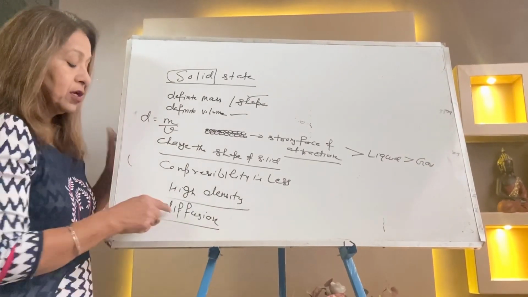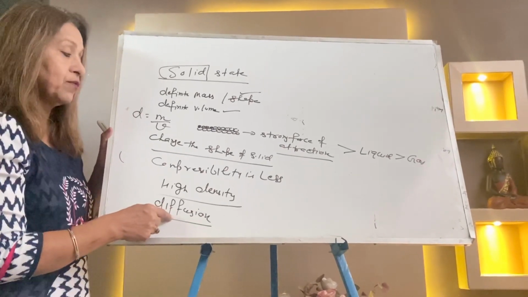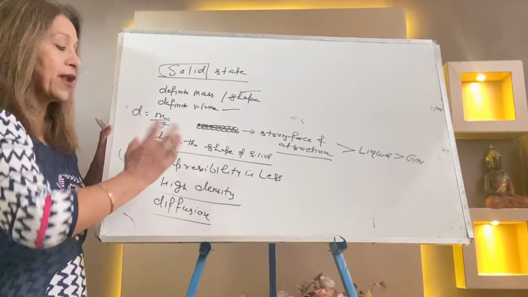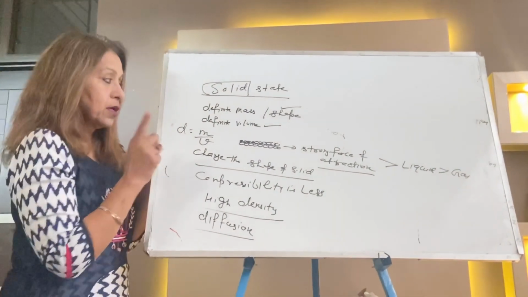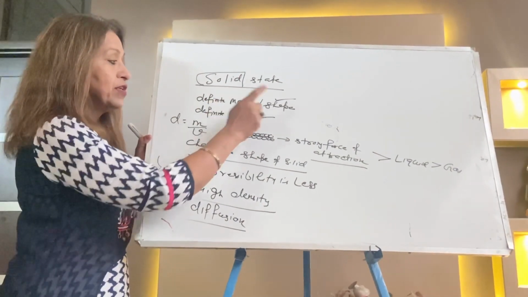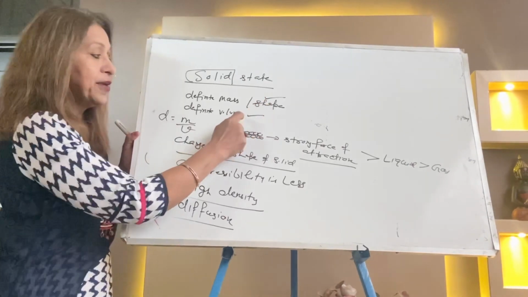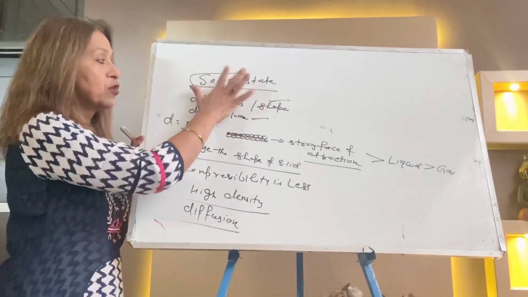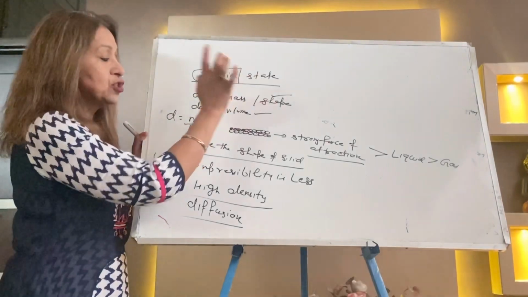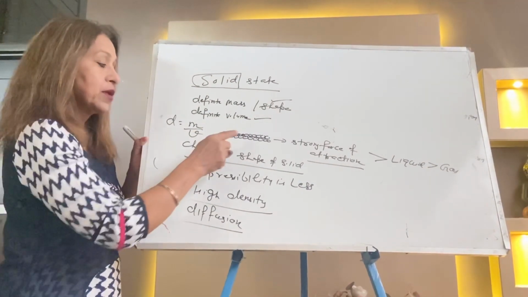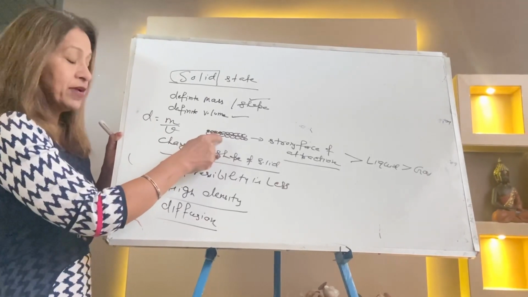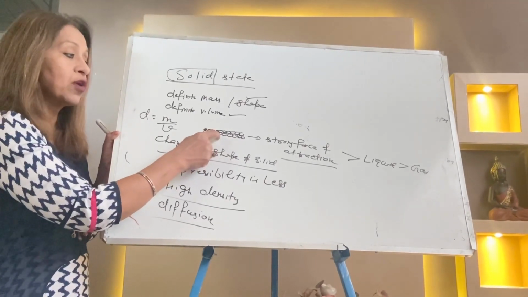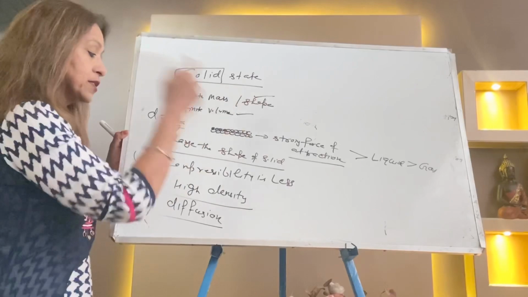So diffusion, they have the less diffusion nature. Among solids, solid cannot diffuse into solid. Now again listen, solid is that which has a definite shape and a definite volume. This is the definition of solid state. The particles are very closely packed, and the attraction force is stronger than in liquid and gas.